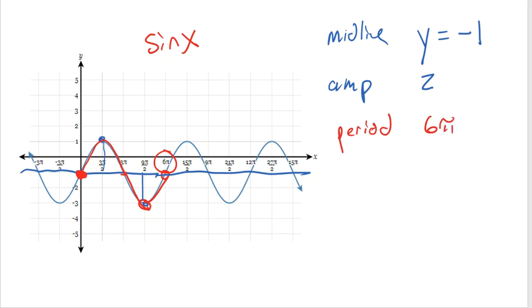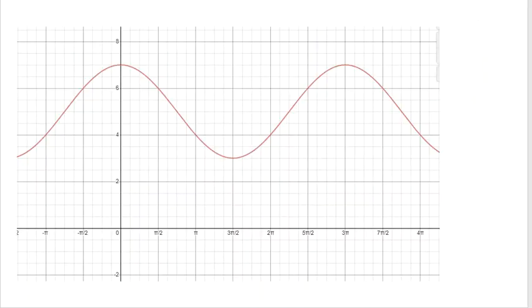So we're just identifying these 3 really, really key features. And let's look at another one here. So once again, I want to find my midline first. So I'm thinking the top here is 7. The bottom here is 3. So 3 and 7 is 10. Half of 10 is 5. So we see we have that midline right here at 5.